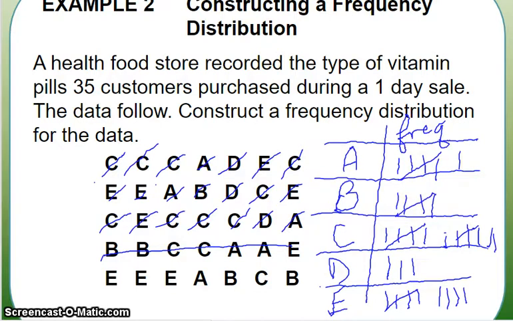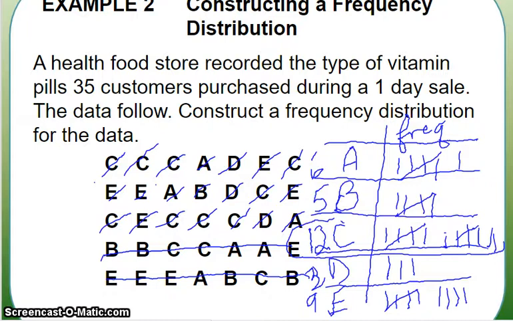I've taken them and tallied them into this frequency distribution so that we can see that there's 6 A's, 5 B's, 12 C's if my tick marks are right, 3 D's, and then 9 E's. So we can see that the best seller is the C's, right?